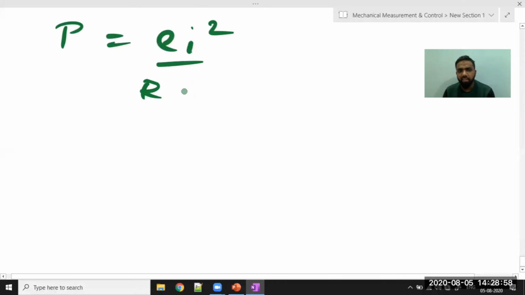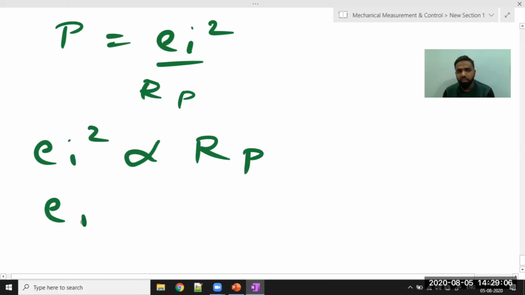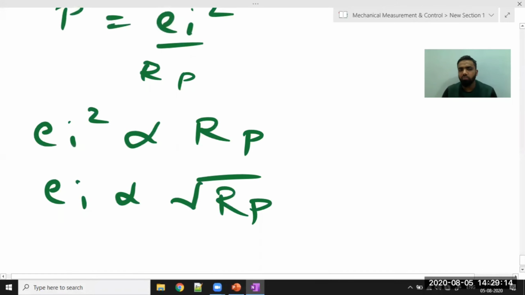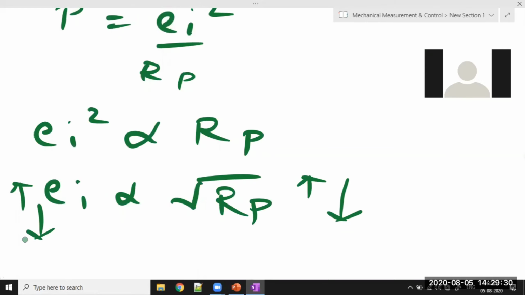So what do you get from this RP? EI square is proportional to RP, right? So what we can deduce from here is EI is proportional to root of RP. Very important thing. Just look at this thing. What I have written, EI is proportional to root of RP. Meaning, whenever RP increases, EI will also increase, right? And whenever RP decreases, EI will also decrease. Is it clear for everyone? Yes, sir. When RP increases, input voltage will increase. When RP decreases, with respect to power, input voltage will decrease.